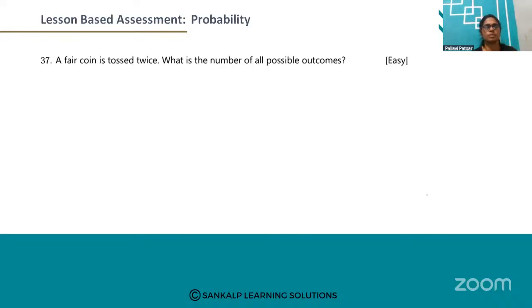Look at the question number 37. A fair coin is tossed twice. What is the number of all the possible outcomes?